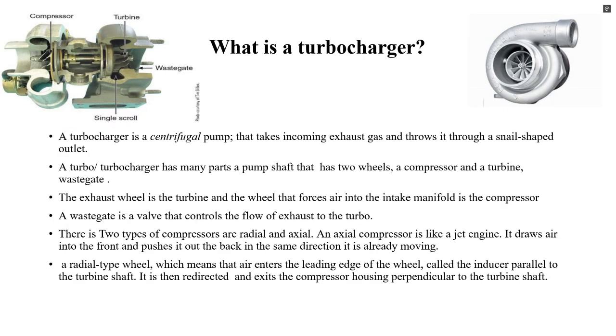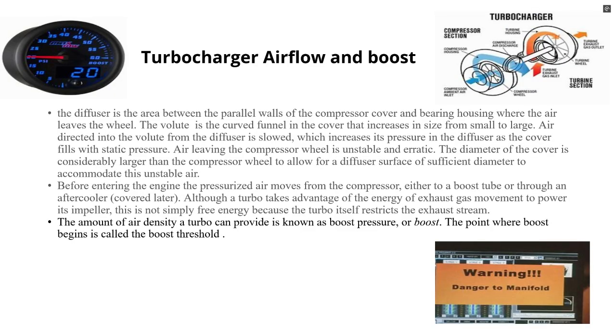A turbocharger uses exhaust gases to drive a turbine connected to a compressor that forces air into the engine. It includes a pump shaft with a compressor and turbine, and a wastegate to control exhaust flow. Turbocharger airflow describes the diffuser and volute in turbochargers, which help stabilize and increase air pressure. Air may move through a boost tube or intercooler before entering the engine, and turbo boost pressure refers to the increased air density a turbo provides. The boost threshold is the point where the boost starts.